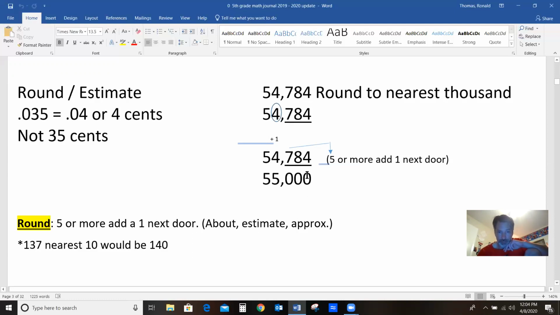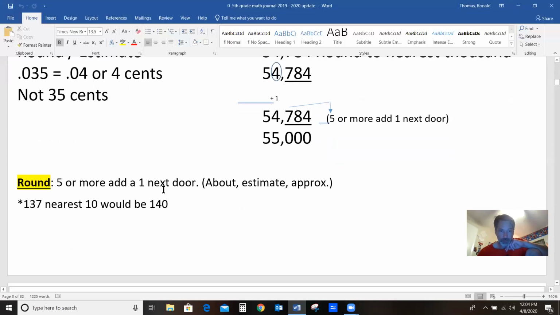See right here, I'm showing it. You've got zeros right here, but add a 1 to the 4, make it a 5, so it's 55,000. 5 or more, add a 1 next door. Round: 5 or more, add a 1 next door.